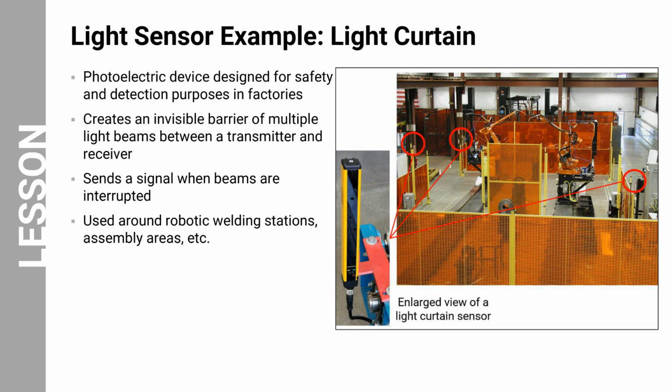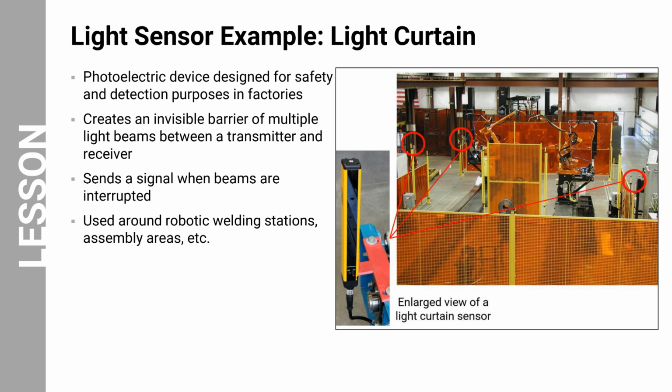One specific example of where light sensors are used is in light curtains, which are photoelectric devices designed specifically for safety and detection purposes in industrial settings. A light curtain creates an invisible barrier by projecting multiple light beams between a transmitter and receiver unit. When any of these beams are interrupted, such as by a worker entering the protected area, the system immediately sends a signal that can trigger safety responses like stopping nearby machinery.